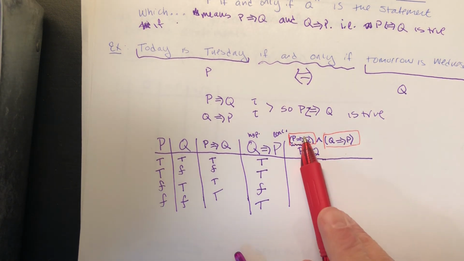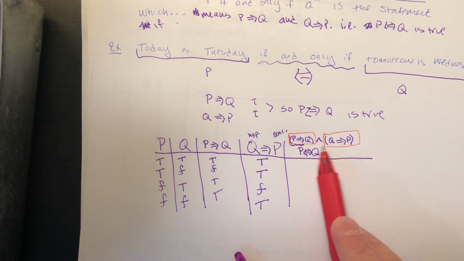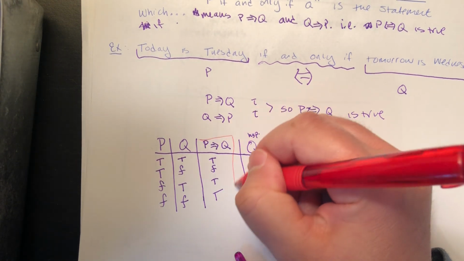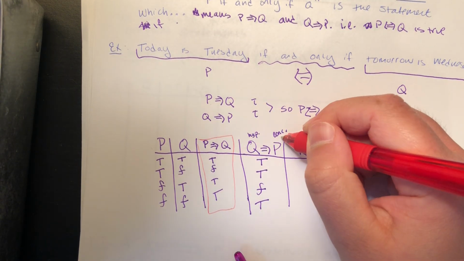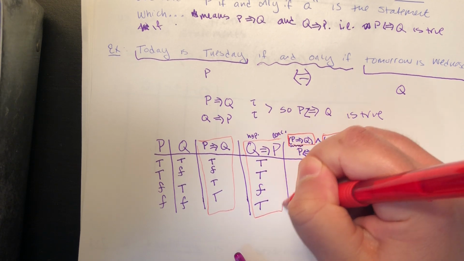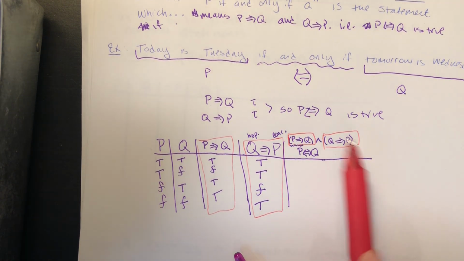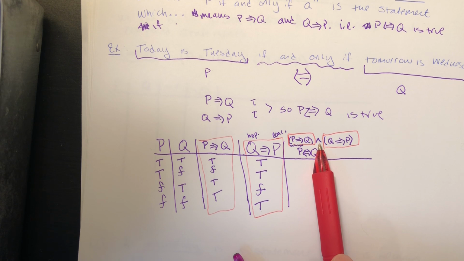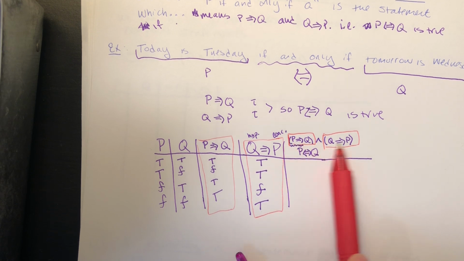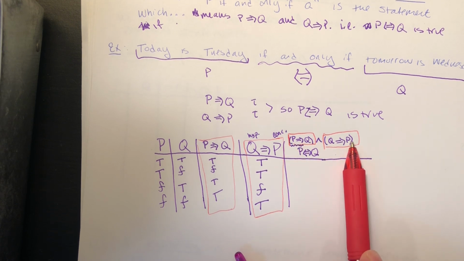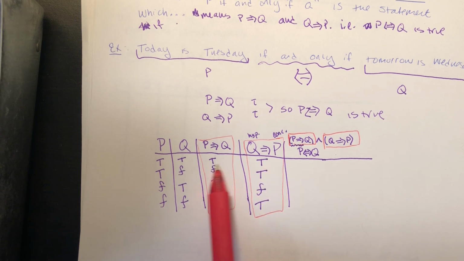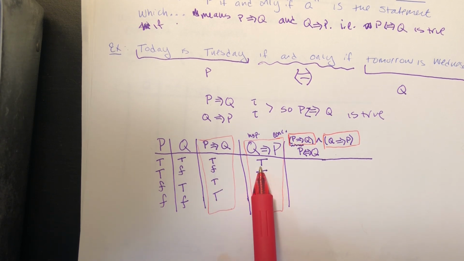So to find the truth value of this AND statement, we need to look at the column for P implies Q, and we need to look at the column for Q implies P, and we need to use our rules for an AND statement. An AND statement is only true when both parts of it are true. Okay, so in this first case, both P implies Q and Q implies P are true, therefore the AND statement would be true.